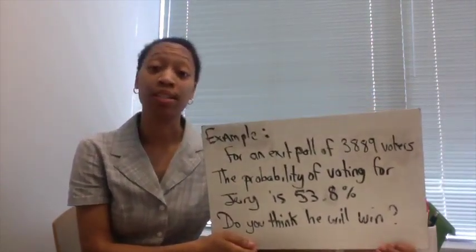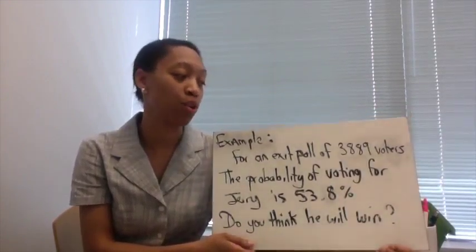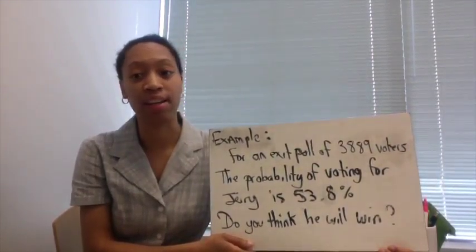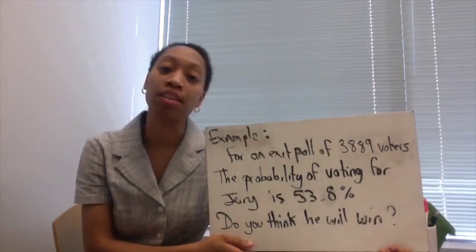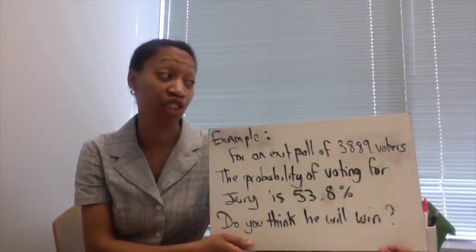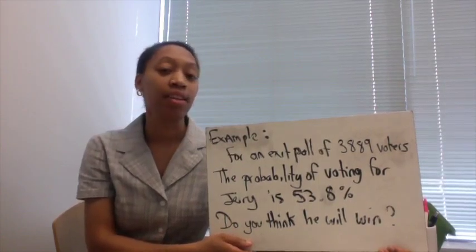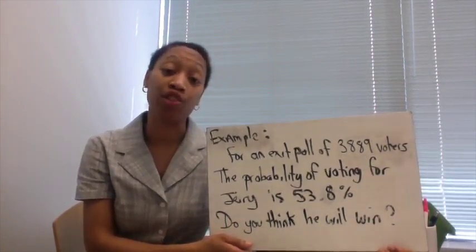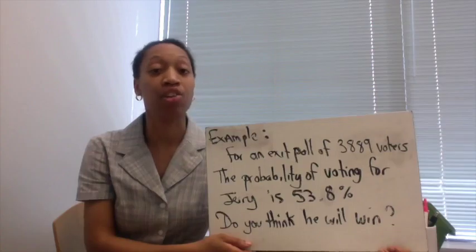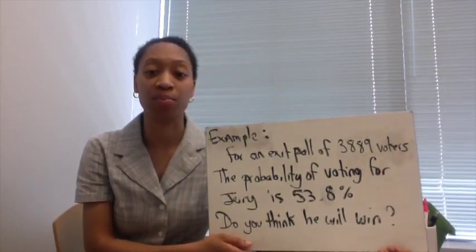All right, so for example, let's say we have an exit poll of 3,889 voters. The probability that a voter votes for Jerry is 53.8%. Let's see if we can figure out, just from this sample, whether or not we think Jerry is going to win the election.